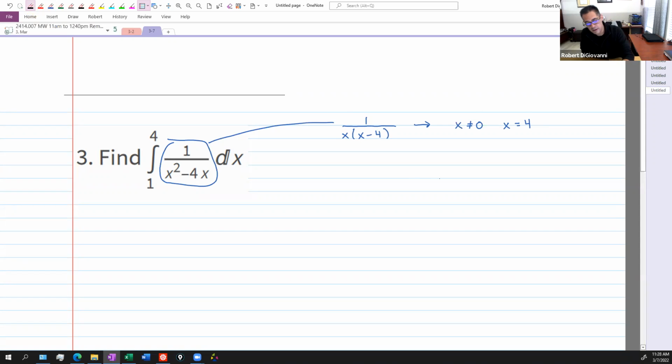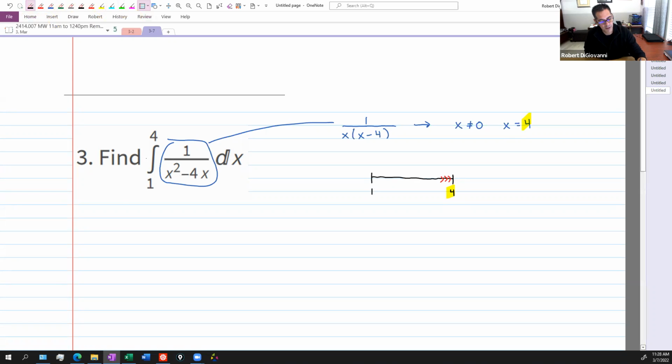Now I'm integrating from 1 to 4. I'm only going between 1 and 4, which means I only have an issue at 4. The 0 isn't even in the interval I'm talking about. So I'm not worried about that one, not worried about the 0 at all. But I am going to need to approach 4 from the left. I'm going to have to approach that 4 from the left.